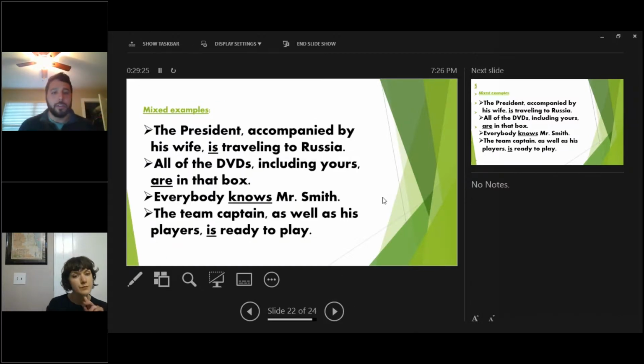Okay, now these are some that I wanted to introduce because sometimes you're going to have words or phrases in between the subject and verb, like I was mentioning before, and you don't want them to throw you off. And so, like I said, sometimes it's good to just cover them up or forget about them and make sure that the subject and the verb agree and that the sentence flows correctly. So the president, accompanied by his wife, is traveling to Russia.